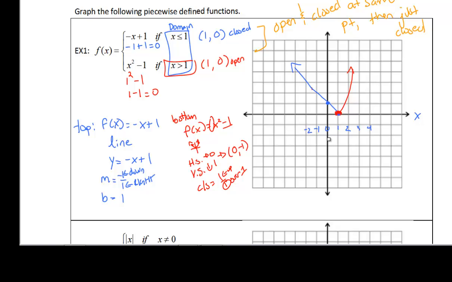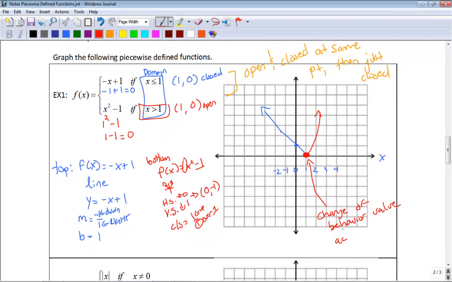I just want to point out one last thing before we get to the next example. Notice that the change of behavior value acted as a boundary from one equation's graph to the other equation's graph. That will always happen. So that's why I want you to find where the change of behavior value is located and plot it on the graph, because you know that only one of them is going to exist to the left of that, and only one of them is going to exist to the right of that.